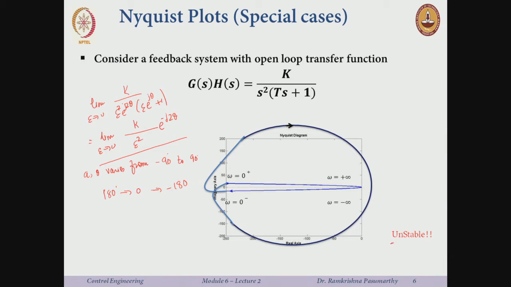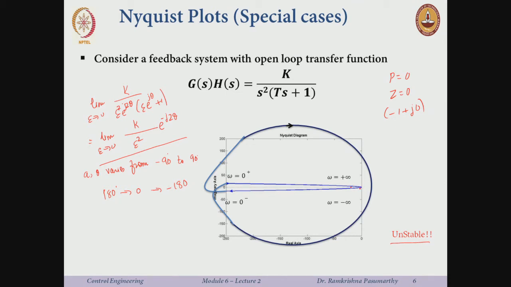So, what about the stability? P equal to 0. So, for the system to be stable, Z equal to 0. So, I am again interested in the encirclement of the point minus 1 plus j0. Okay, look at this axis here. Minus 1 plus j0 is somewhere sitting here, right, not really to scale, but somewhere here.